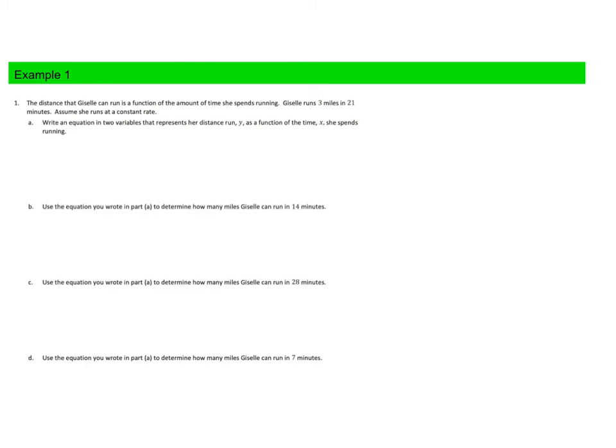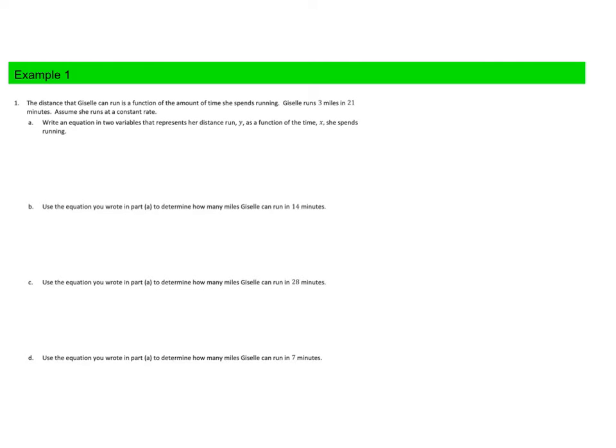Alright, so for example 1, I'm going to read through this, and please just write down everything I write down. It shouldn't be too much of a new learning. It says, the distance that Giselle can run is a function of the amount of time she spends running. She runs 3 miles in 21 minutes. Assume she runs at a constant rate. A says write an equation in 2 variables that represents her distance run, y, as a function of the time, x, she spends running. So we're going to create an equation here.